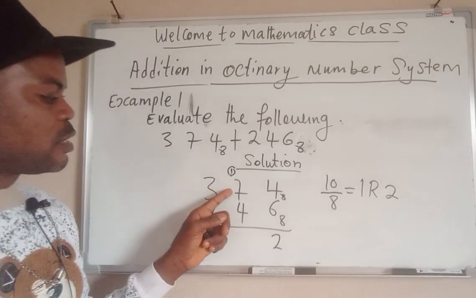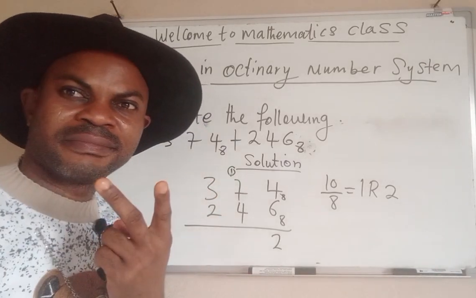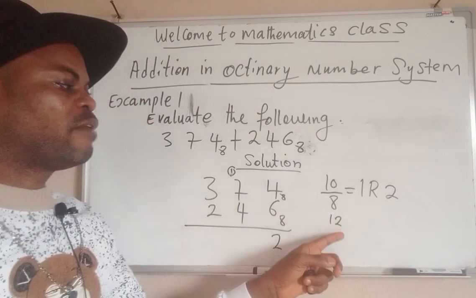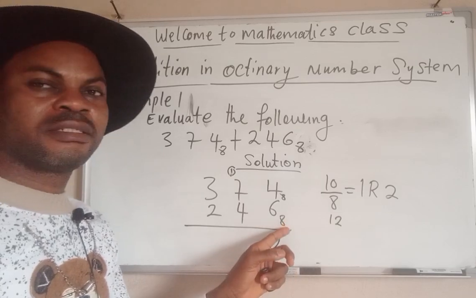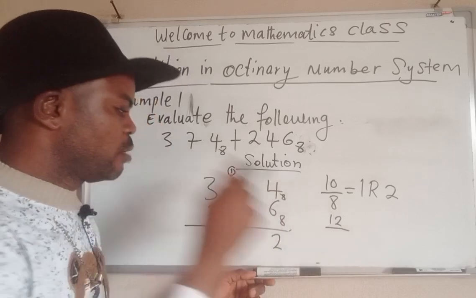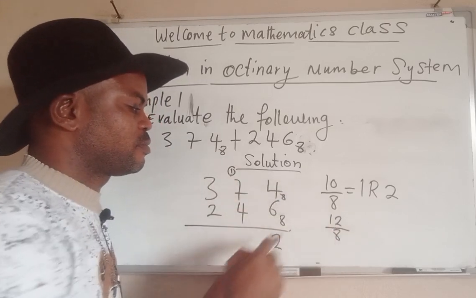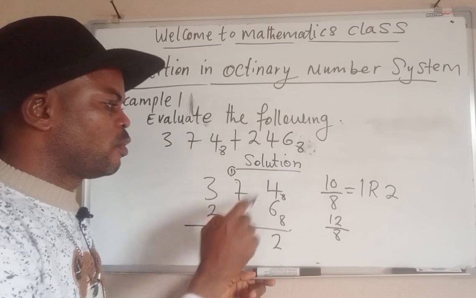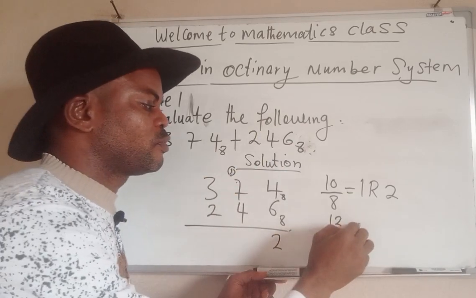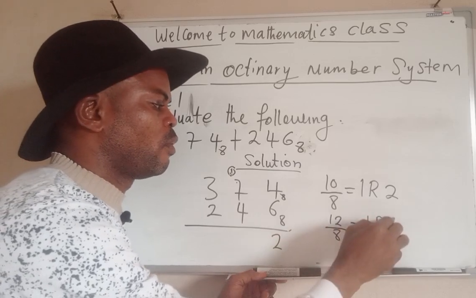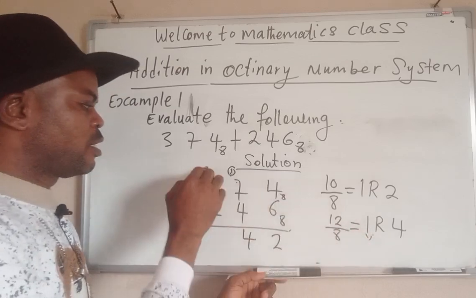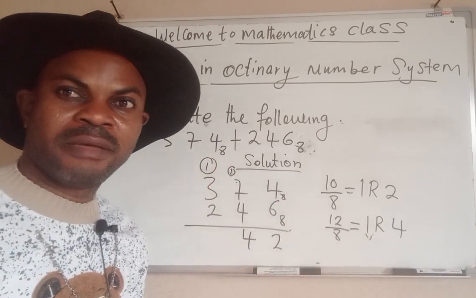Now, 7 plus 4 gives you 11. 11 plus the 1 gives you 12. The 12 is already bigger than 8, like 10 was bigger than base 8. We need to divide. So we convert it to base 8 by saying 12 divided by the base, which is 8, gives you 1 remainder 4. You write down the 4, carry this 1 over to the next line. Simple as ABC. It's not difficult.